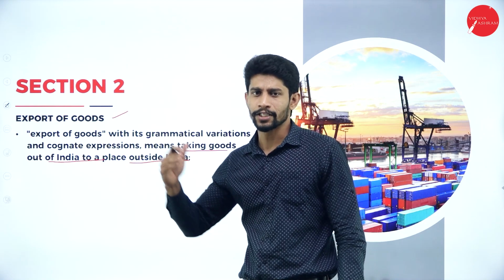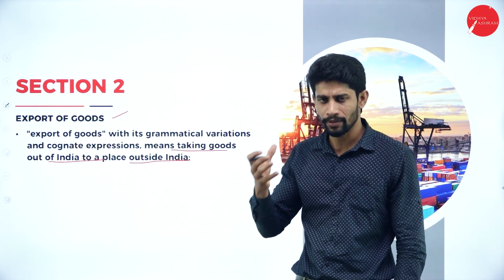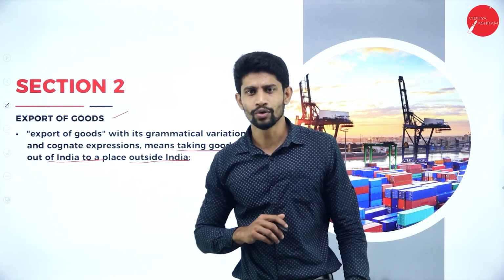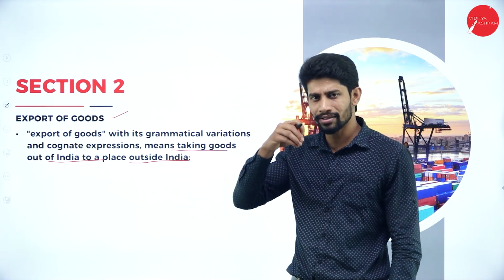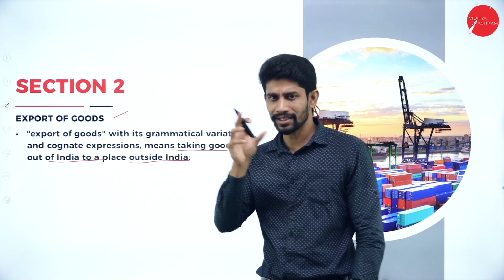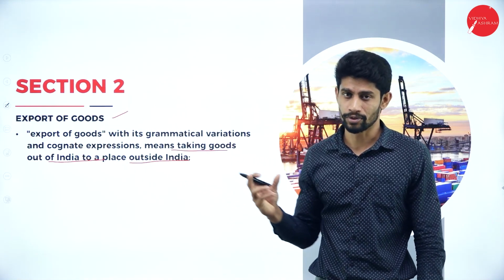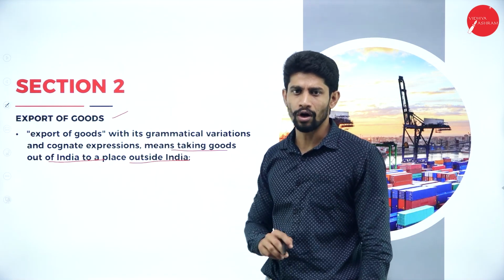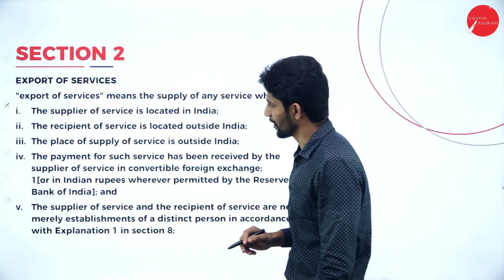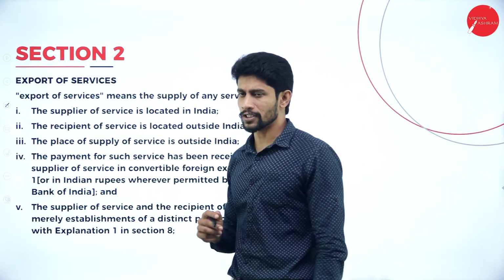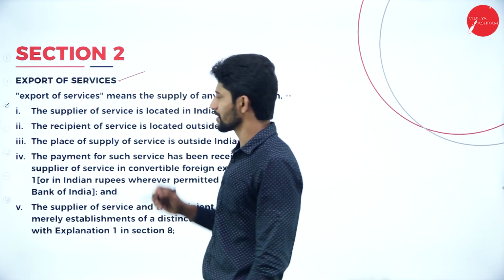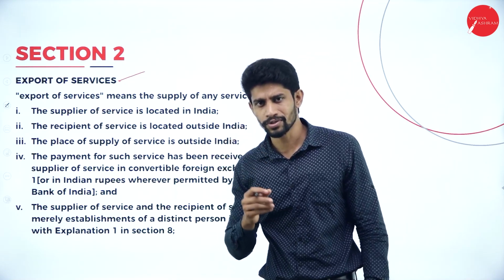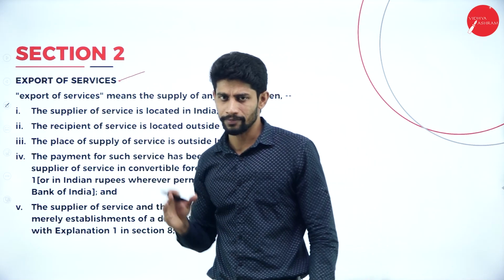For example, exporting of machinery. We manufactured a machinery in India and we are selling that machinery to USA, that is to America. That transaction is called what? Export. So that is called export of goods, and it is explained under section 2 of IGST Act 2017. And also section 2 explains about export of services. Export of goods is nothing but exporting the goods, any product from India to another country.